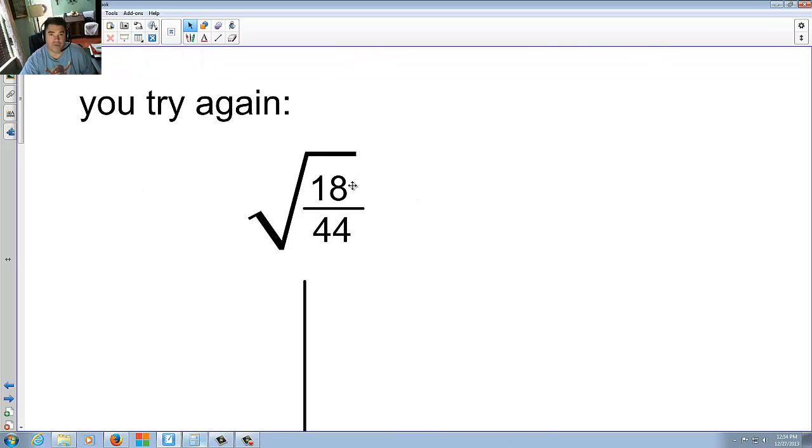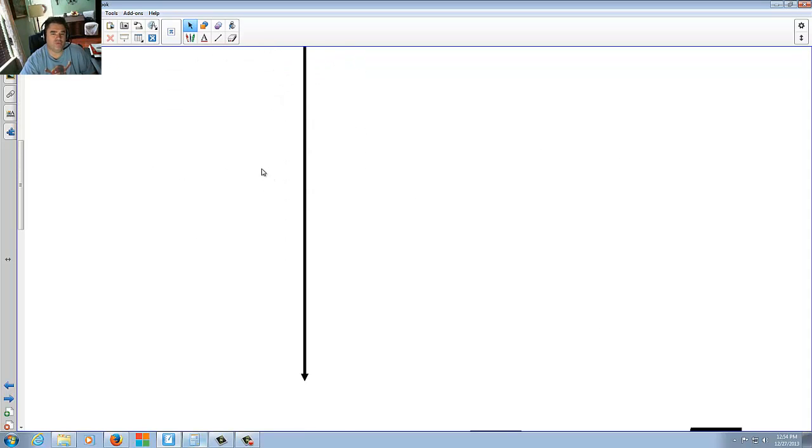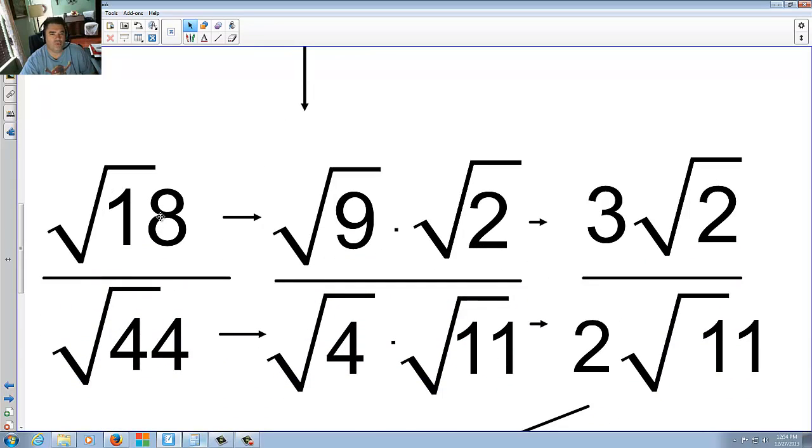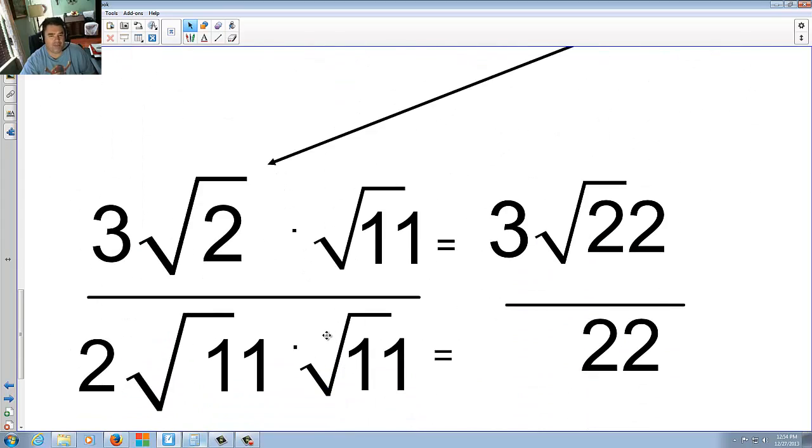You try again. Go ahead. Let's see how you did. Root of 18 over root of 44. Well, root of 18 you can make 9 and 2, and root of 9 becomes 3, so it becomes 3 root of 2. 44, however, I just get a 4 and 11. Now, root of 4 is 2, but root of 11 stays home. Nothing I can do with that. But I can't leave root of 11 on the bottom. To fix that, I'm going to multiply both by root of 11. Root of 11 times root of 11 is a whole 11, and 11 times 2 is 22.